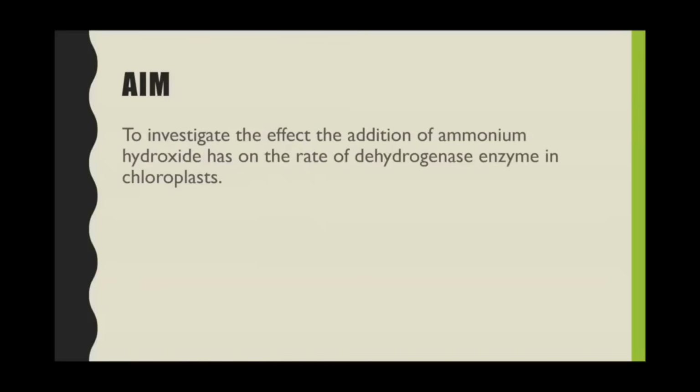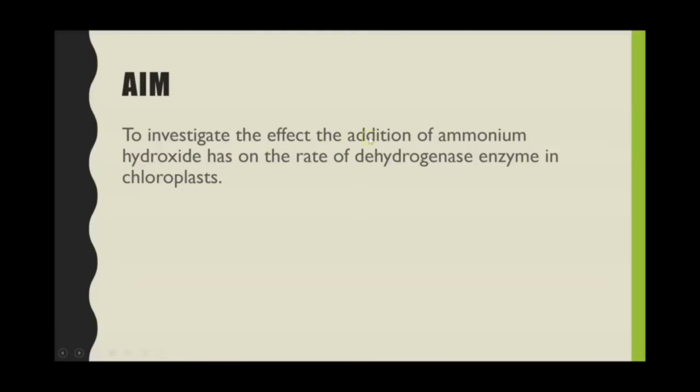So first then, the aim of the investigation. The aim of this required practical is to find out what effect the addition of a variable has on the rate of dehydrogenase enzyme in chloroplasts. Now, dehydrogenase enzyme is not one of the enzymes on the specification that you need to know in regards to its role in photosynthesis. So this is adding in a new enzyme, but it links the idea of how enzymes function, which is part of your theory.